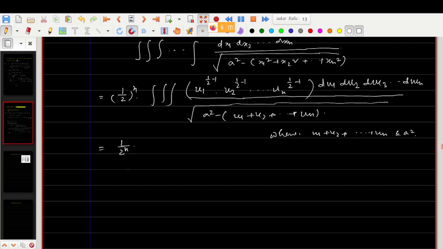Right, so now it is 1 by 2 power n, that is gamma half, gamma half plus half plus half, right? And this is the integration from 0 to a square.